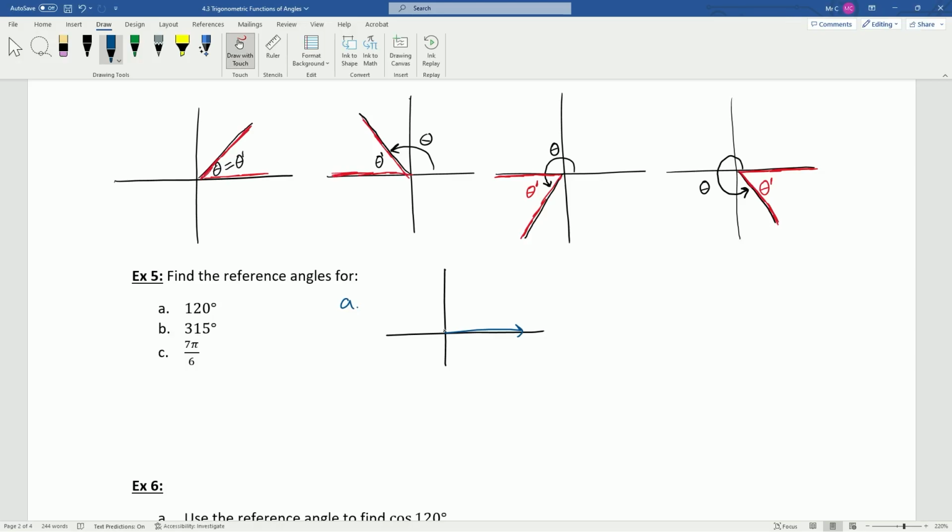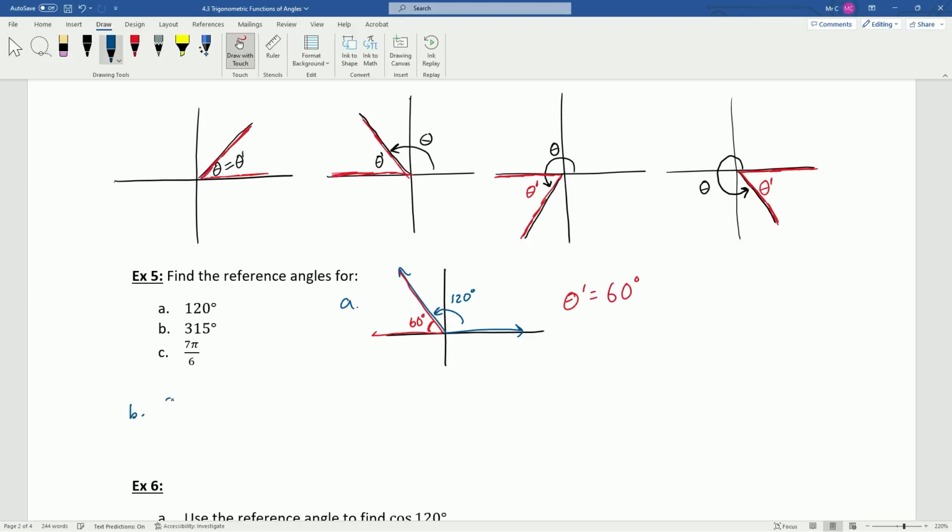Here's my initial side. Here's my terminal side. That's 120 degrees. And the reference angle is just the angle that's formed with the x-axis here. Well, if this is 120, what do I have left to get to the straight angle? Oh, this is just 60 degrees. So theta prime equals 60 degrees.